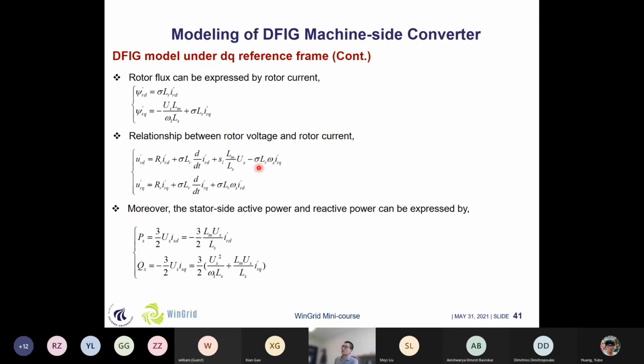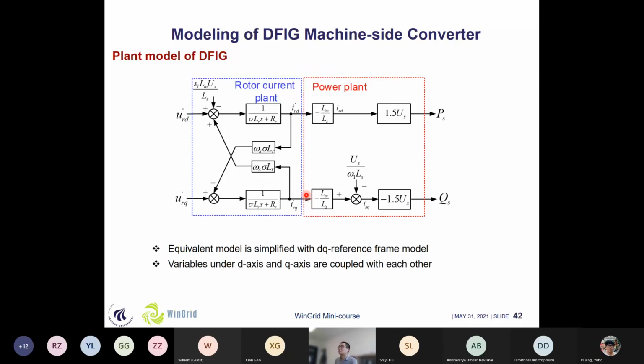And if we know these equations, then it can be considered the control plant of the load currents. And moreover, we can also calculate the active power and the reactive power in case of the stator side by using this load side information. Now, if we know these two equations, we could know what is the inner loop and the outer loop control plant for this DFIG.